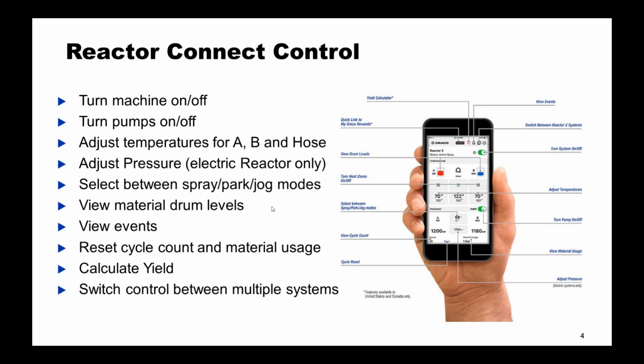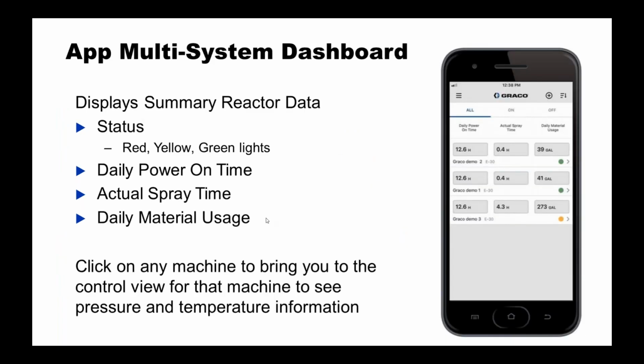From there, we developed a multi-system dashboard where, if you had multiple machines, as an owner, you can have the phone connected to all those machines. What we're showing here is 3 different machines, and you can see some high-level information. A status light, red, yellow, green, gives you a quick visual indicator: is the machine running or not running. You can see how long the machine's been on, how long it's sprayed, and how much material it's dispensed for the day. So just some top-level numbers.